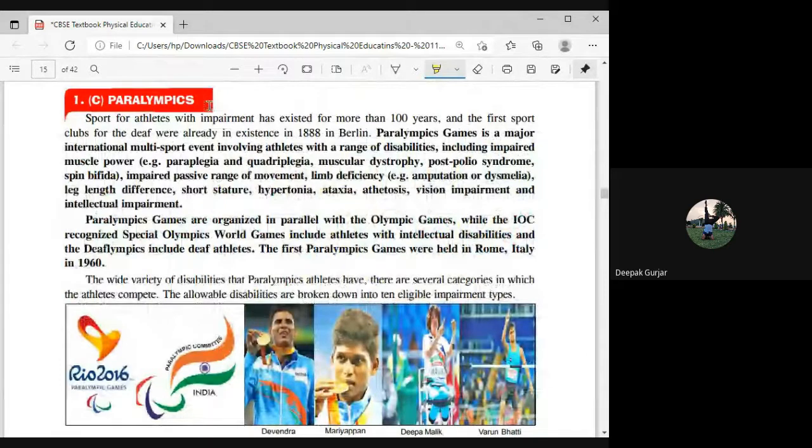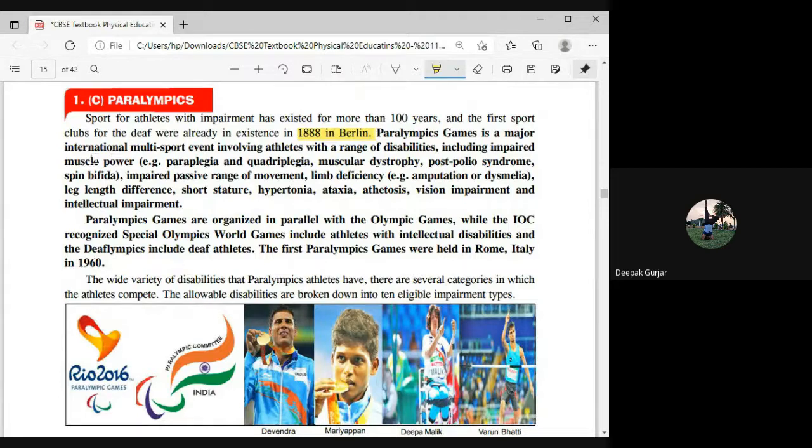When we talk about the Paralympics, it was already in existence in 1888 in Berlin. Children, the Paralympics is a major multinational sports event which involves athletes with a wide range of disabilities. Whatever kind of disability you have, you can participate, right?